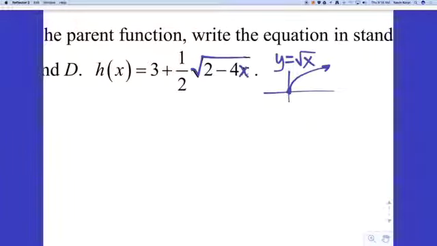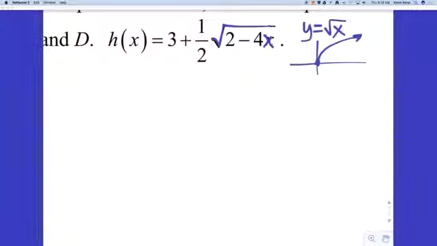Now that we identified the parent function, we need to put it in the standard transformation form. This thing is not in standard transformation form. The 3 that you encounter first is actually being added outside the function. In this case, to be outside the function means to be outside the radical. So that's your d value, so he goes to the back. The 1/2 is being multiplied in the front.